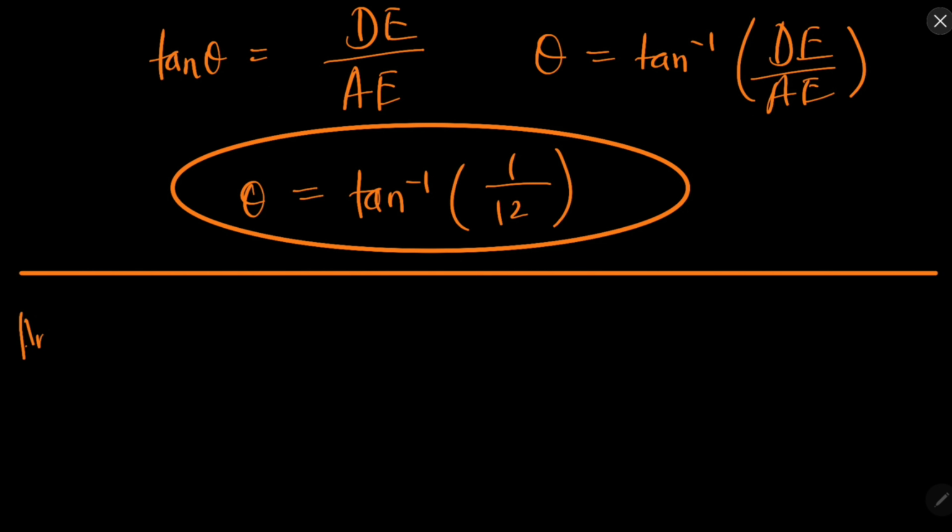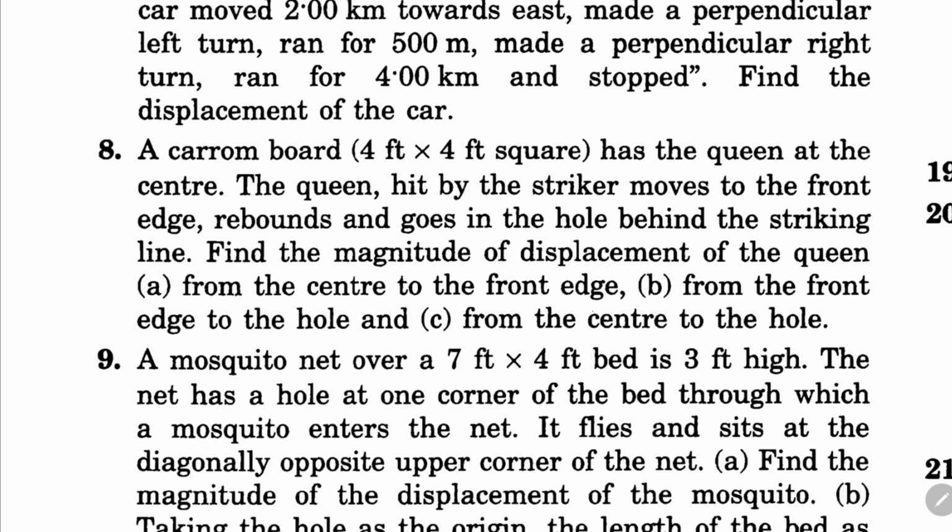Now in question number 8. Again this will be more clear once I draw the diagram. So here we have a carom board, and the size of the carom board is, by the way, 4 cross 4, 16 square feet. It has the queen at the center. Then it is hit by a striker and it moves towards some edge, then rebounds and goes in the hole. So there is some complicated trajectory going on here.